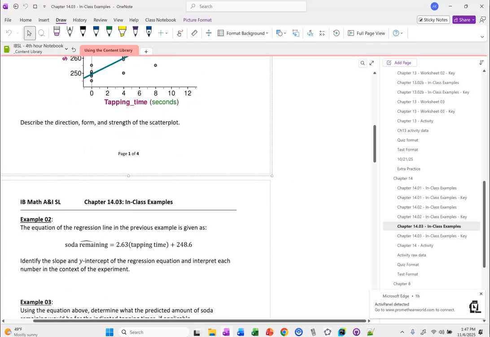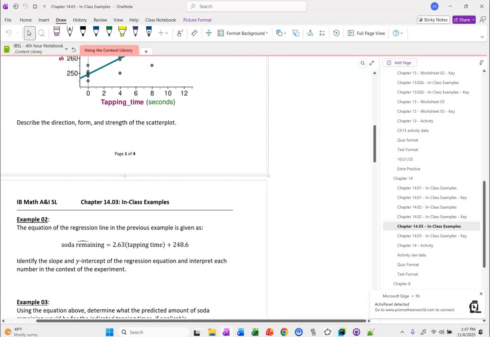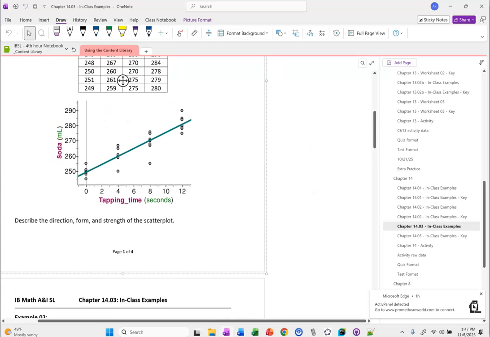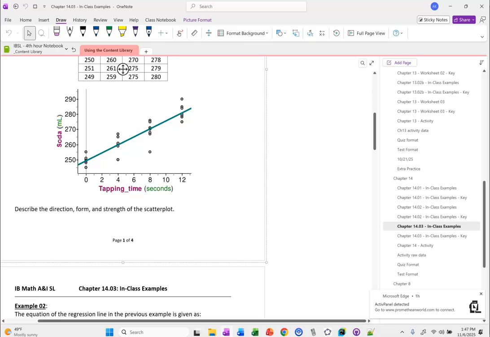Describe the direction, form, and strength of the scatter plot. Who can tell us this? Olivia: I feel like a fairly strong, positive order. So strong, linear, positive. Sounds okay to me.